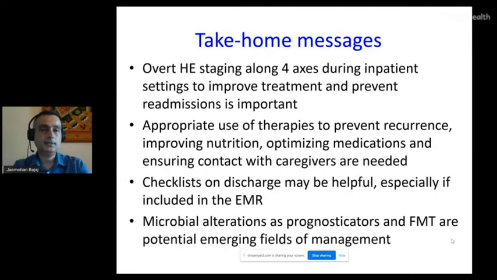Overt encephalopathy staging across the four axes during inpatient settings to improve treatment and prevent readmissions is important. Appropriate use of therapies to prevent recurrence, improving nutrition, optimizing medicines, and ensuring contact with caregivers are important. Checklists on discharge may be helpful, especially if included in the EMR. Microbial alterations as prognosticators and FMT are potential emerging fields of management.